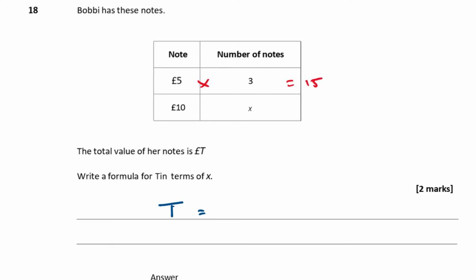15. So he's going to have 15. And then he's going to have 10 lots of, or X times 10, which is 10X, isn't it? So it's going to be 10X plus 15. Okay, so if he's got like 4 £10 notes, 10 times 4 is 40, plus the 15 is going to give you 55. Okay, does that make sense? So T equals 10X plus 15.